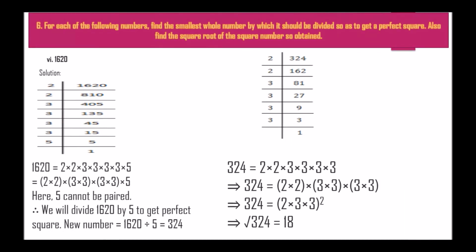Next, 1620. If we do it with the prime factorization method, we can see that 5 cannot be paired. So we will divide it by 5 to get 324. And 324 is the square of 18.